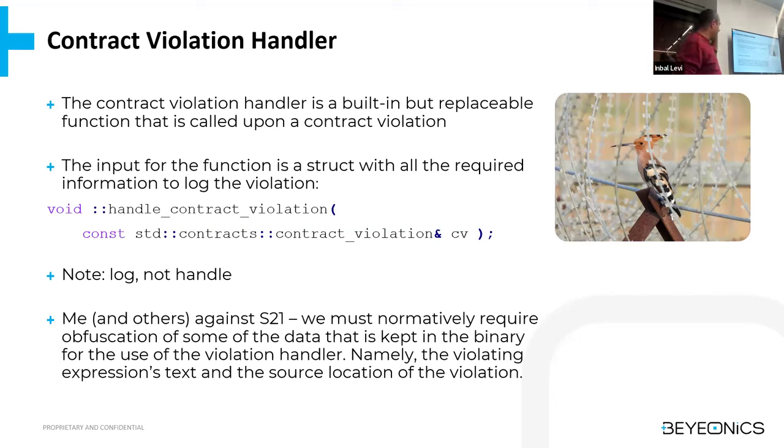Anyway, so what me and others did against SP21. This one again: part of the data in the contract violation object is the file and line that violated the contract. And another thing is the predicate itself that violated the contract. So in order to implement it, the binary itself will hold the file, line, and the predicate itself. We think it's easier to investigate the binary if you have this data inside. And we wanted to make it normative, forcing the implementations to remove it if the user asks.